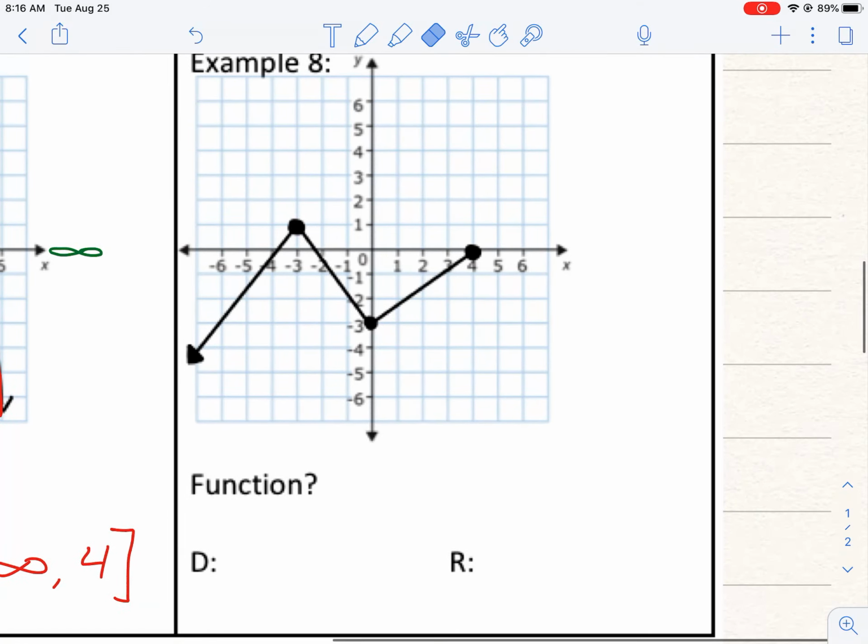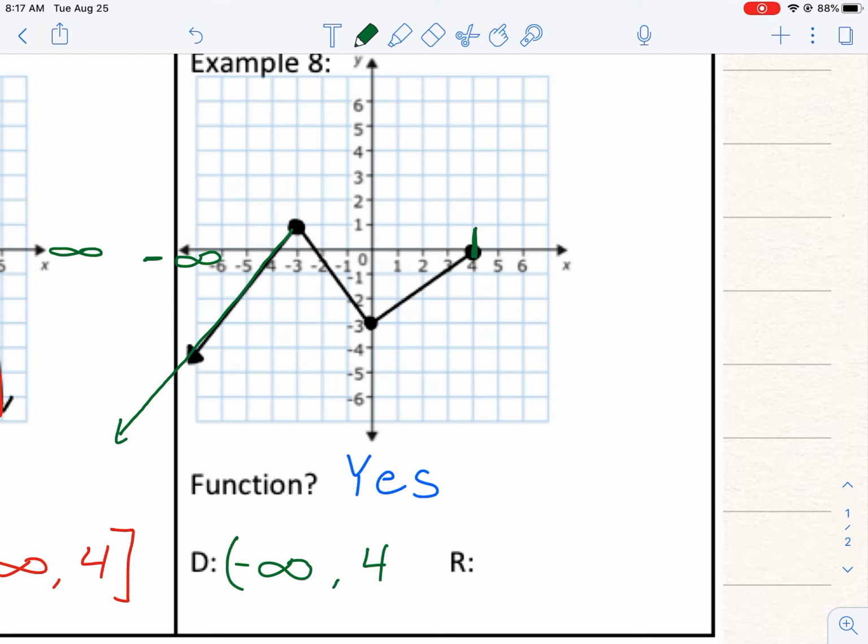And then our last problem here, example number 8. Function yes or no. This one's a yes. Passed the vertical line test, so they were all yeses for these examples. My domain, my farthest left point. Here we have an arrow at the end. It's telling me that we're going to keep going this way, down and to the left. So it's going to keep going to negative infinity. But then it stops here at 4, where infinity has a parenthesis, 4 has a bracket.